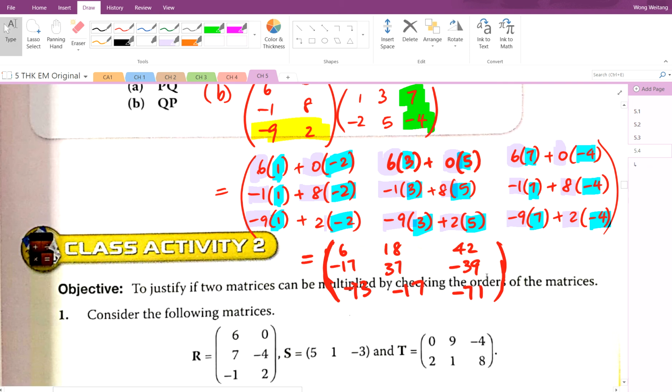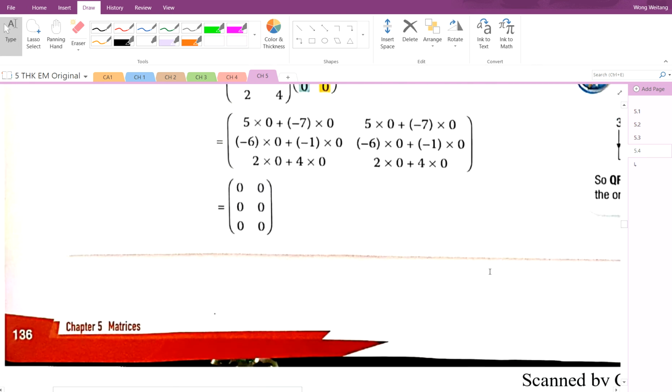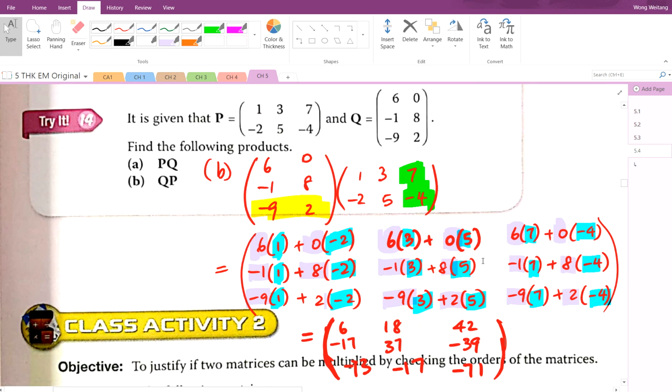Okay, so we will do. One thing to note: PQ and QP, are they the same? No, right? The order is different already. They cannot be the same.